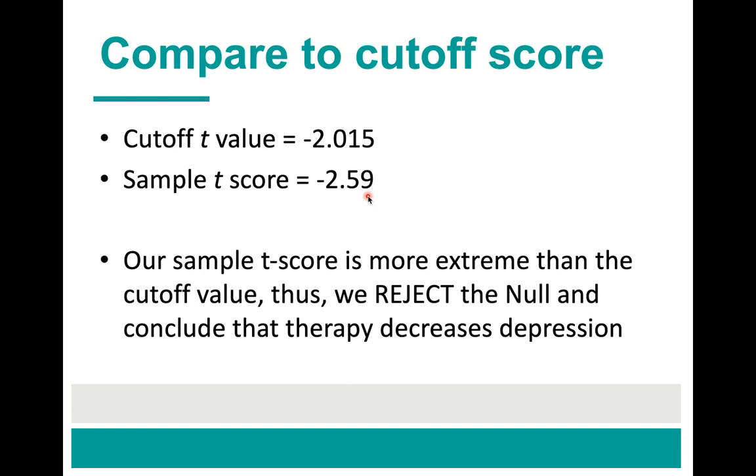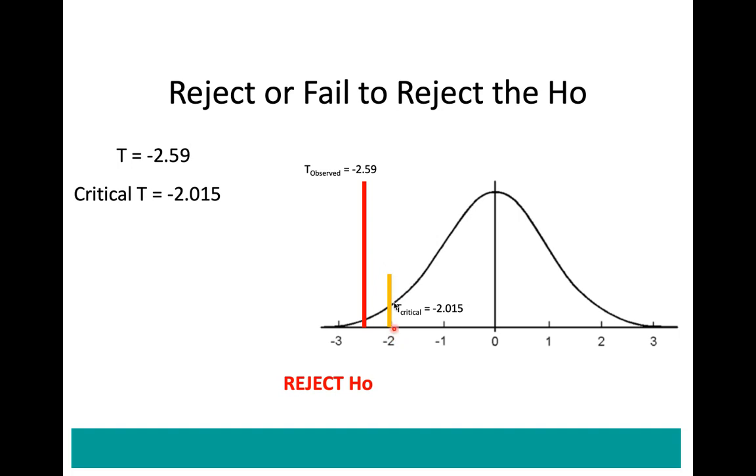Let's look at that on our distribution. So our critical t-value, our line in the sand, was negative 2.015. So if we're more extreme than that, then we reject the null and we conclude that therapy works. So we are more extreme. The change that therapy enacted in depression was an extreme enough change above and beyond what we would consider typical. Thus, we conclude that therapy works. Therapy does actually enact change on depression.